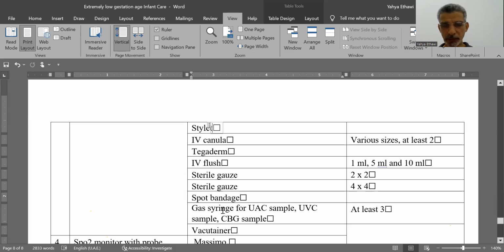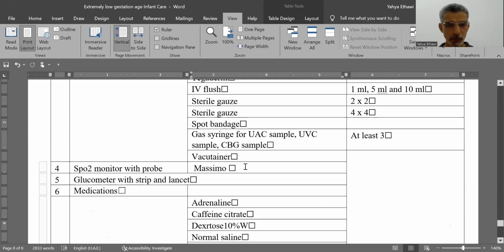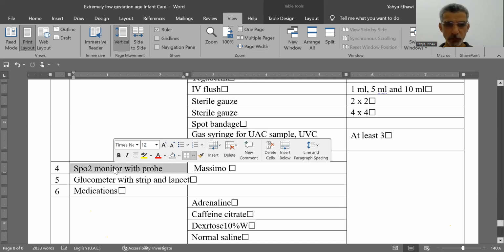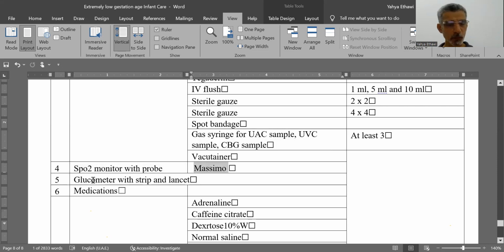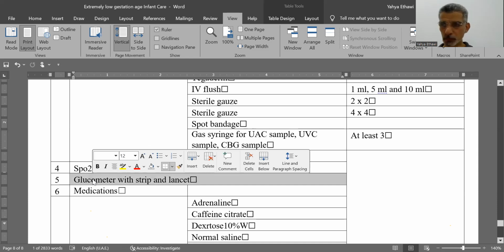We need gas syringes to do the blood gas from UAC or UVC. We need at least 3 gas syringes. Okay. We need a vacutainer, which is an instrument to help you to do the IV line. We need the saturation monitor, for example, Masimo. We need a glucometer, strip and lancet, so we can check the sugar.